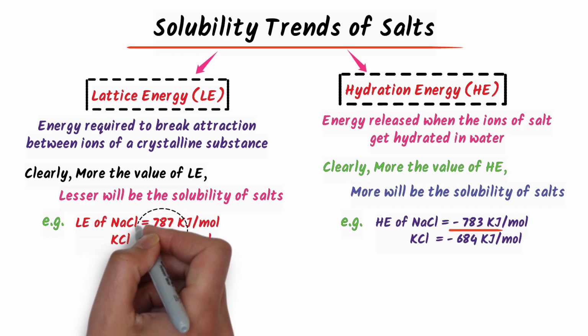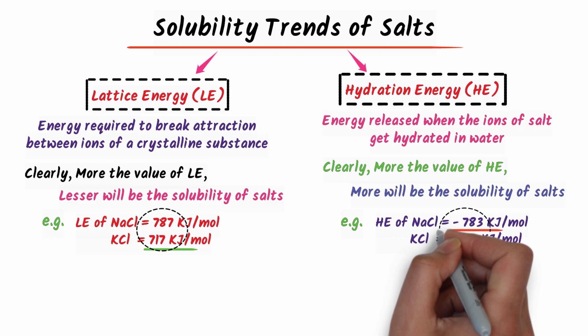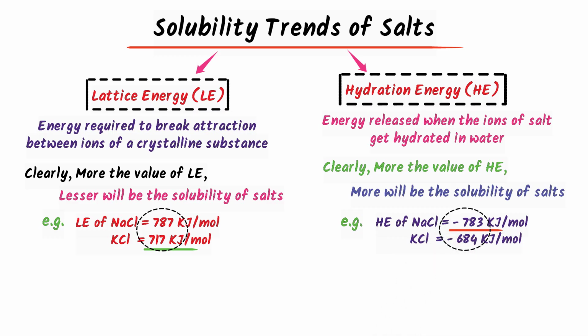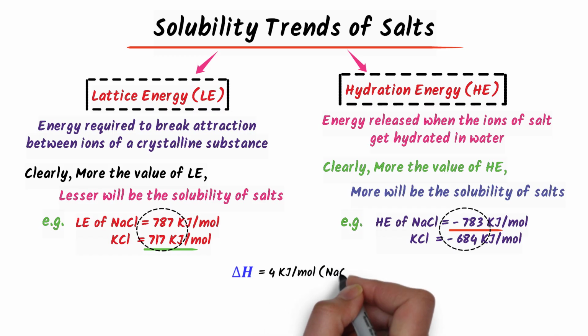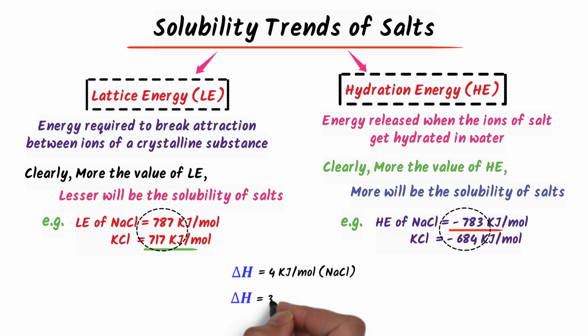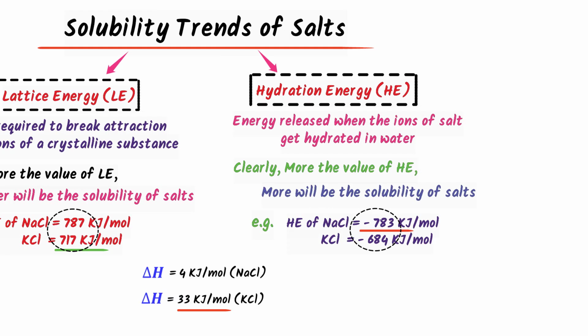So on combining the two, the energy change involved in the case of sodium chloride is around 4 kilojoules per mole, while that of potassium chloride is around 33 kilojoules per mole. Clearly there is more endothermic dissolution in the case of potassium chloride than that of sodium chloride. So clearly we can say sodium chloride is more water soluble as compared to potassium chloride.